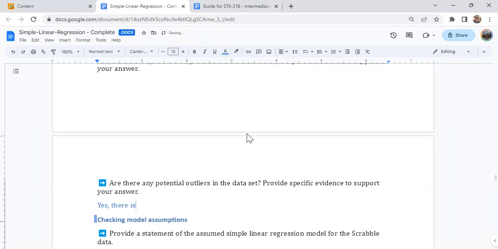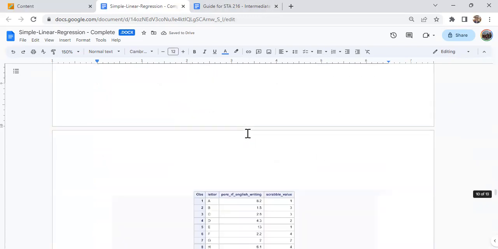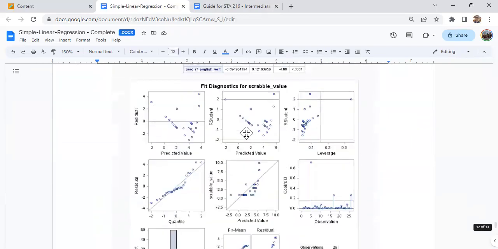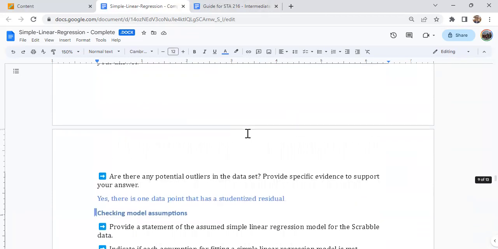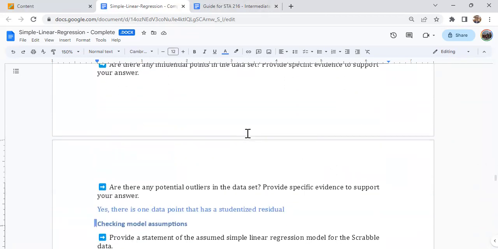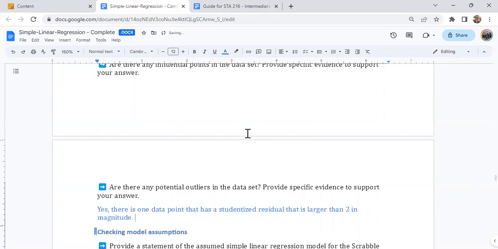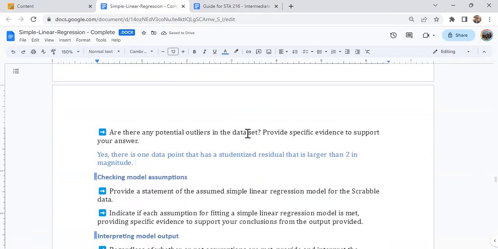Yes, there is one data point that has a studentized residual larger than 2 in magnitude. Does anybody know why it's called a studentized residual? No, that's understandable.